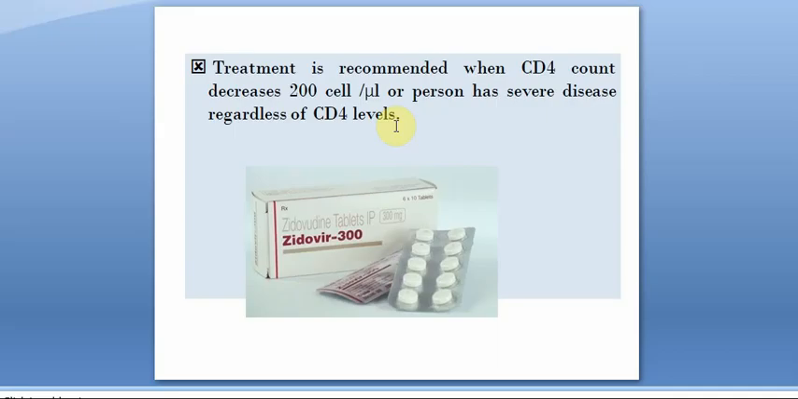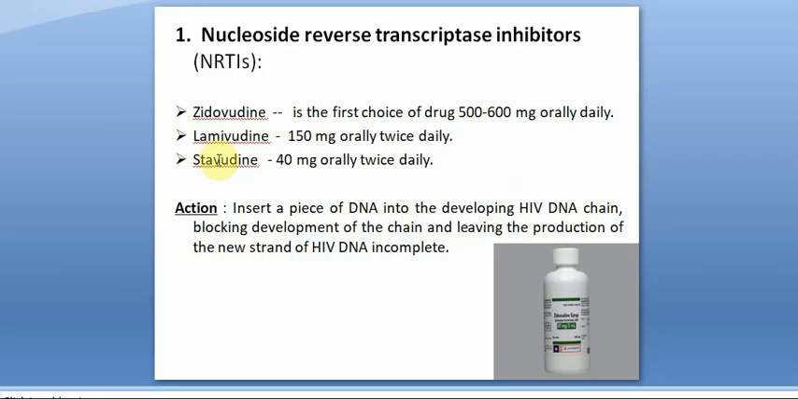Treatment is usually given when the CD4 count reduces to less than 200 cells per ml of blood. So when the CD4 count has reduced to less than 200 cells, usually they will start the treatment. The first one is nucleoside reverse transcriptase inhibitors. In this group, the common drug given is zidovudine. Next is lamivudine, then stavudine. Zidovudine is actually the first choice of drug. It is the main antiviral that is given.